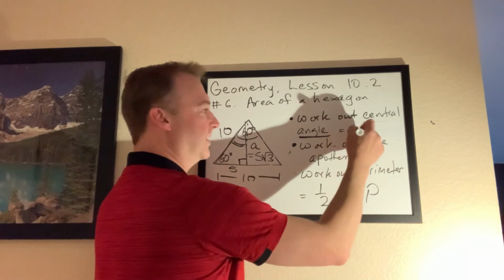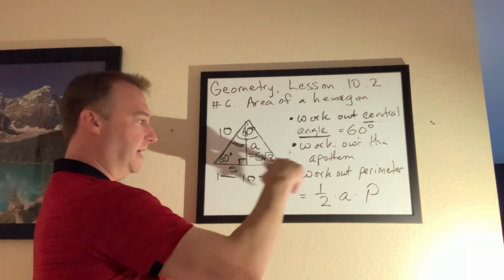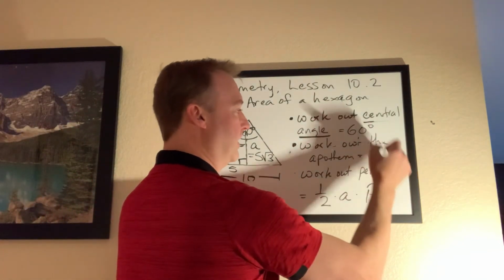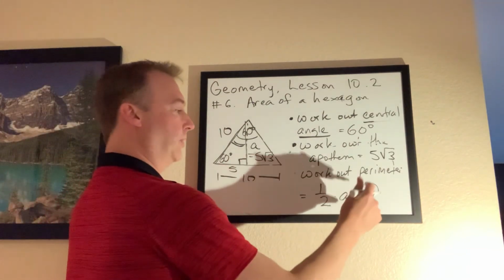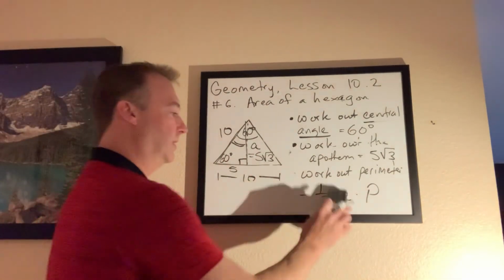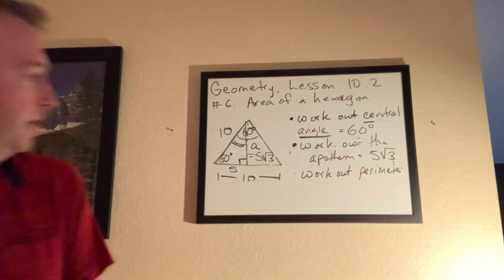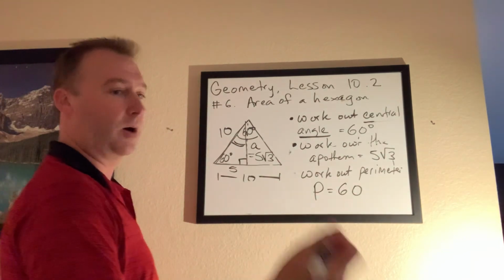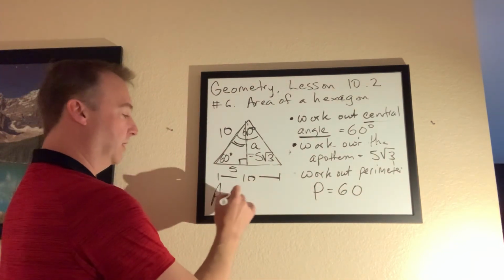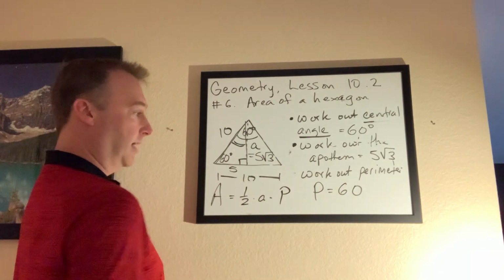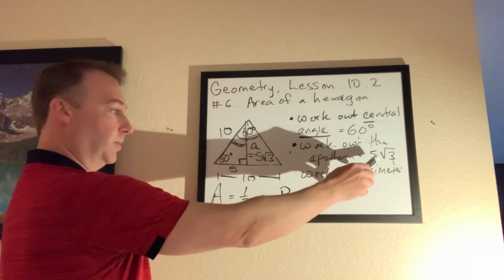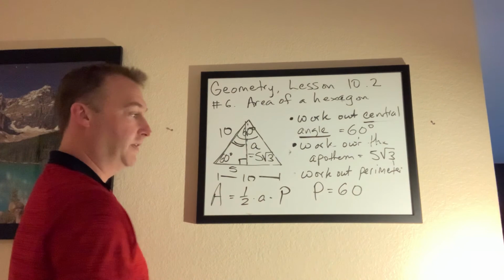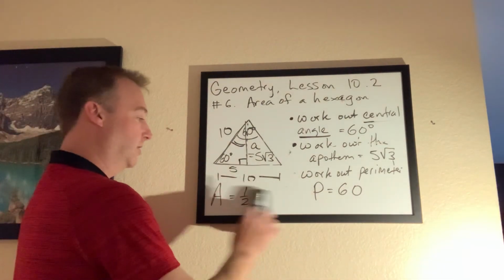Let's go through what we figured out. The central angle was 60 degrees. That lets us ascertain that our apothem, working out through 30, 60, 90-degree magic, was 5√3. And then our perimeter: if each side is 10, the perimeter is 60. So all you've got to do now is plug into your formula: 1/2 times the apothem times the perimeter. I'll let you plug that in yourself. 1/2 of 5√3 times 60 is going to be 150√3.